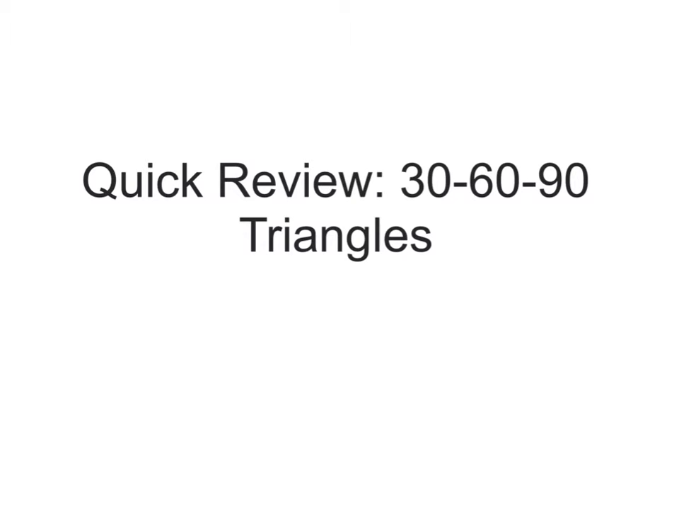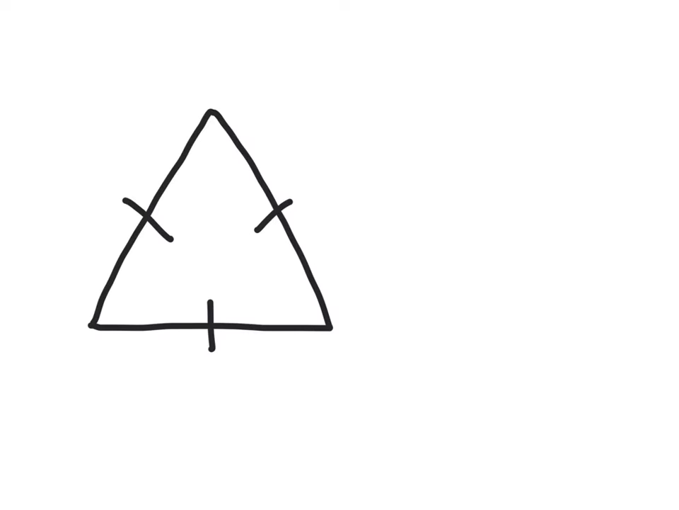Hello again, everyone. This video will give you a quick review of 30, 60, 90 triangles and how to work with them. Again, to review from geometry, we get the 30, 60, 90 ratios from an equilateral triangle. Just to make it easy for ourselves, let's make it an equilateral triangle where all of the sides are a length of 2. I'm going to drop a perpendicular down right here.